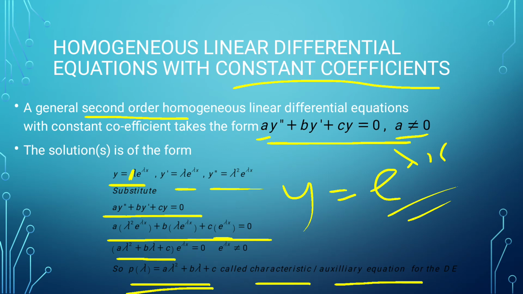Characteristic or auxiliary equation. In many of the previous tutorials on solving this, I will be substituting with lambda. This lambda comes from taking y to be exponential of λx. So lambda stands for the roots of this particular characteristic auxiliary equation.